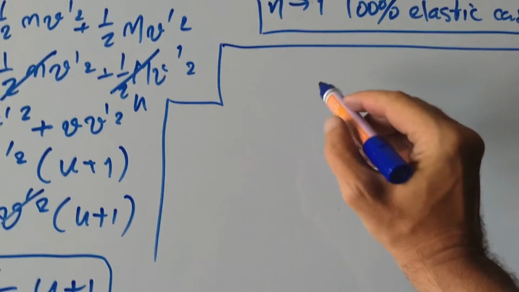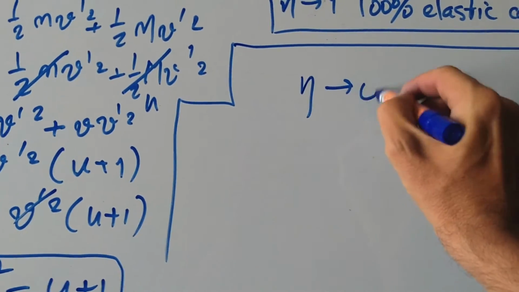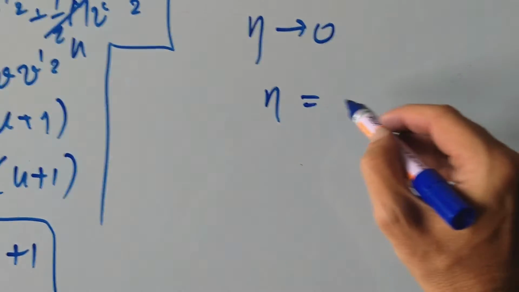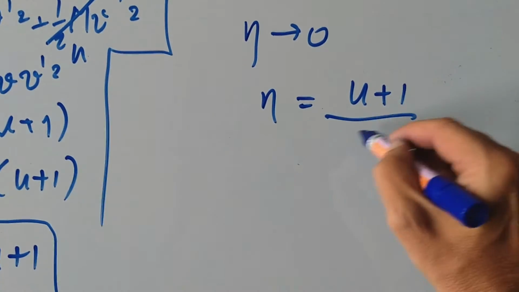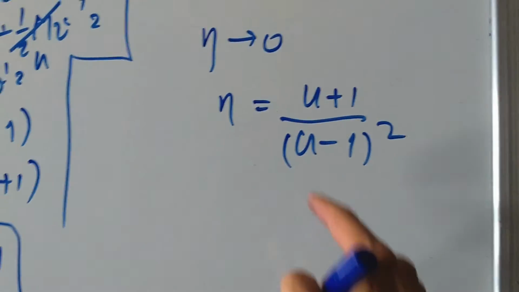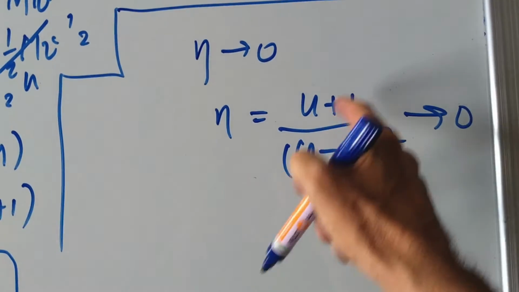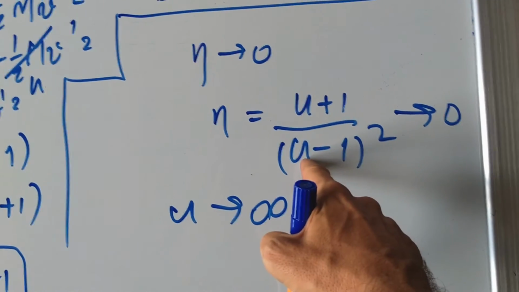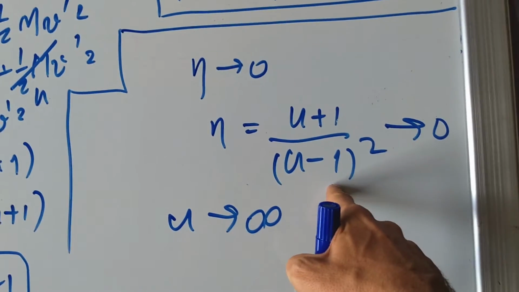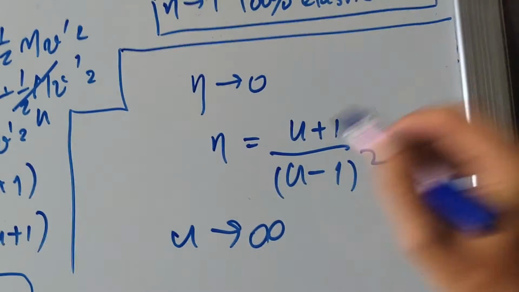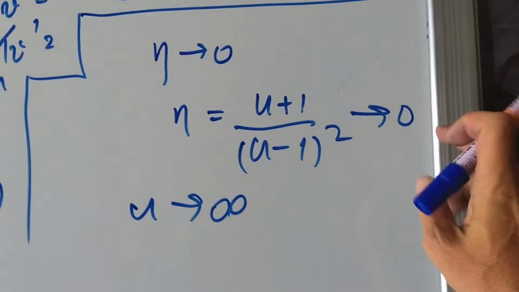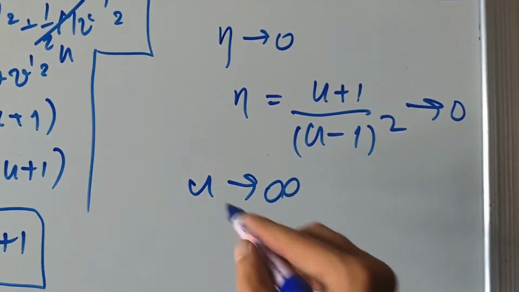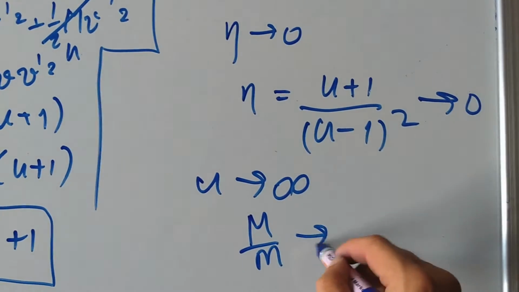All right. When eta goes to 0, let's take this and bring it over here. Eta is (u plus 1) over (u minus 1) squared. Now this can go to 0. When does this go to 0? This can go to 0 when u goes to infinity. You see? When u goes to infinity, this becomes really big. Second order and first order. I just divide everything by u. I get infinitesimals and so on, and this goes to 0. What does this mean? It means that big M over m goes to infinity.